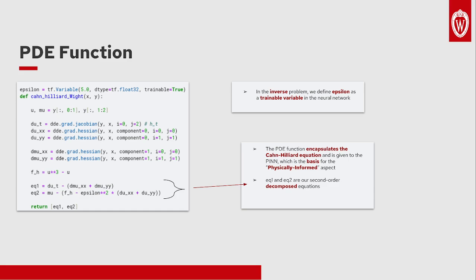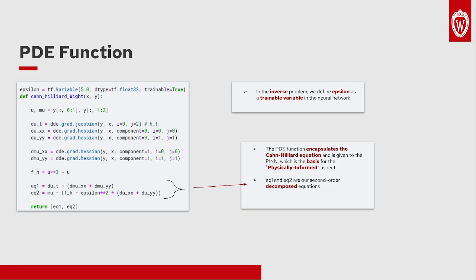First, we define epsilon, which is a trainable variable in the neural network. If you remember in the inverse problem, epsilon is what we're trying to predict. So we'll set it to a default value of 5. It can really be any random guess, but we allow this variable to be trainable. So as the iterations go on, epsilon gets changed by the neural network to a closer and closer prediction. For our specific problem, epsilon is 0.05, so ideally at the end of our training, this epsilon will be reflected as 0.05 or a number very close to it.